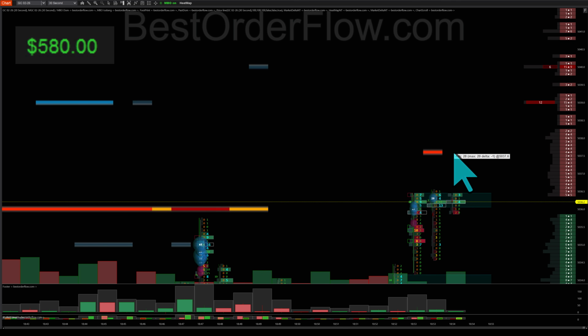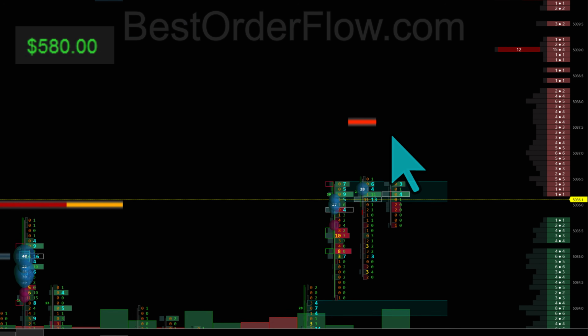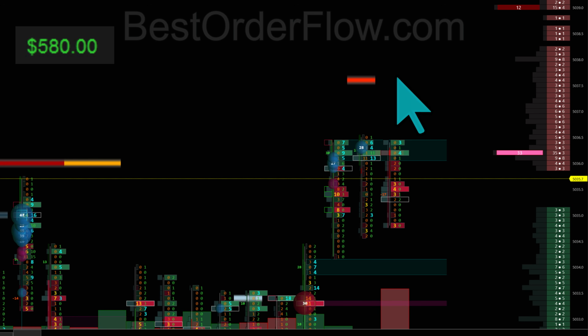Now there's liquidity right there showing up. Okay, 29, what was it, 28. So now I know that probably a reaction will be somewhere like over here.